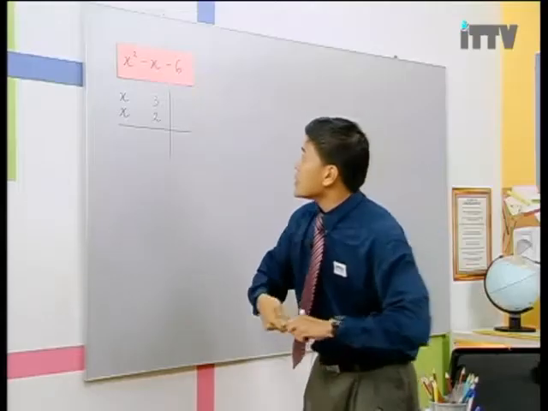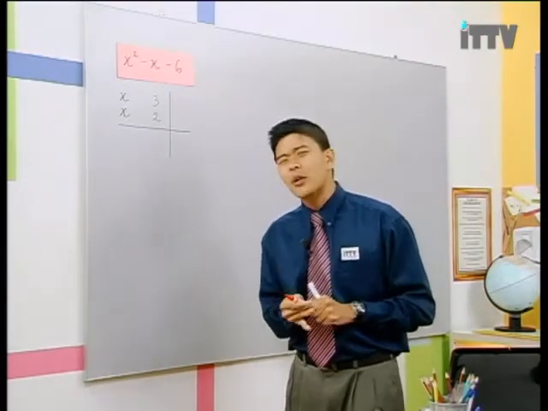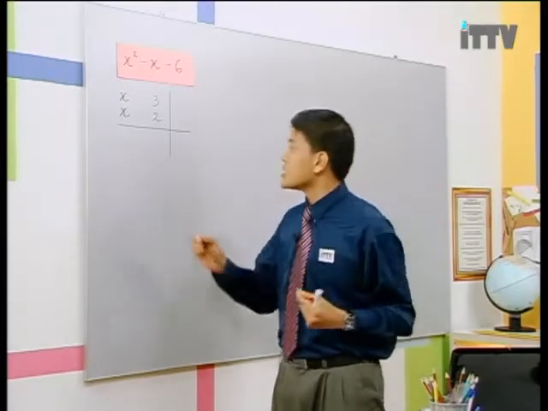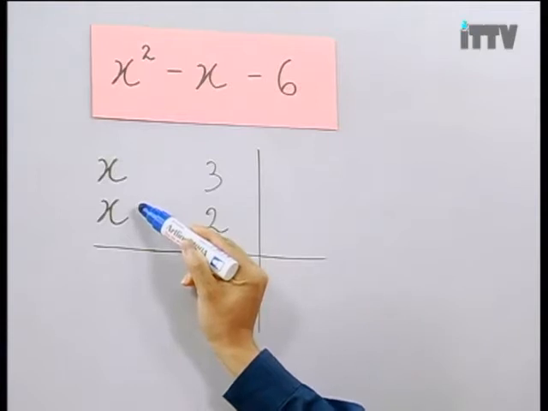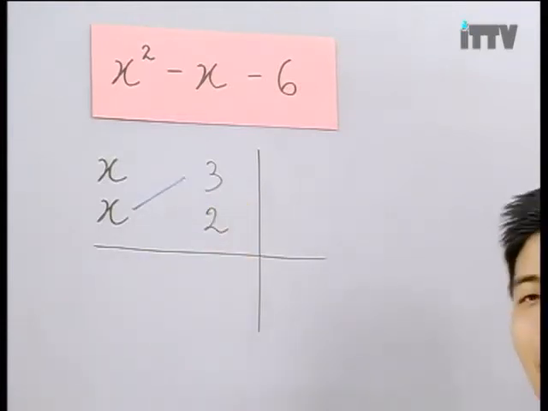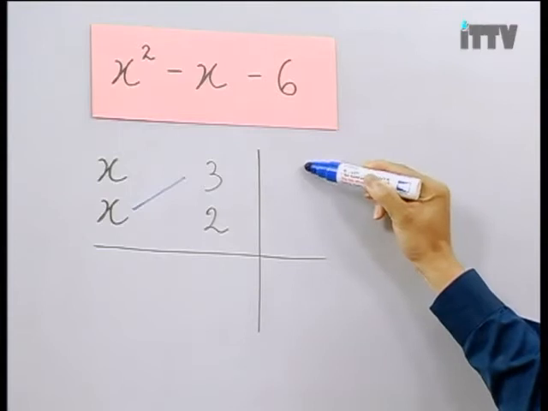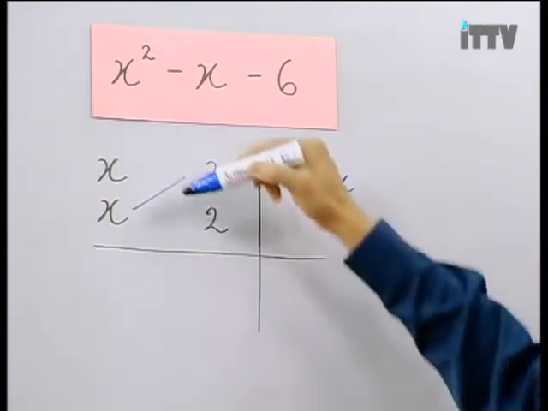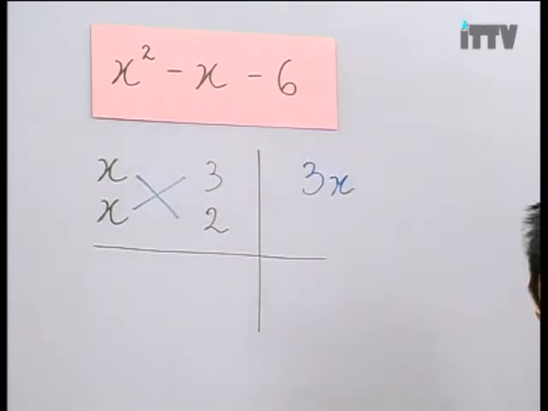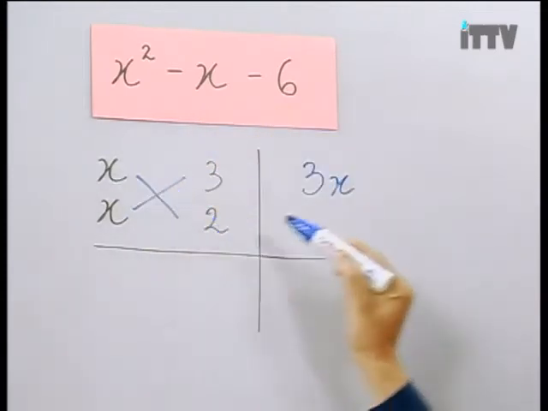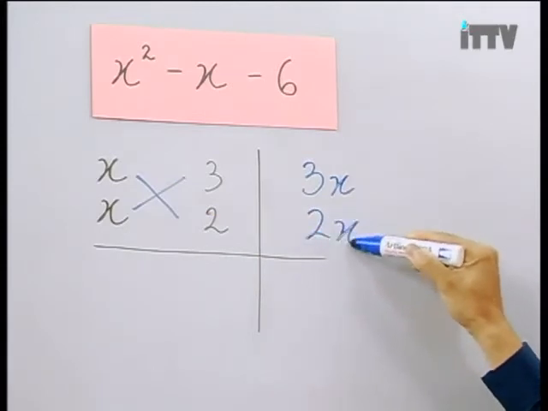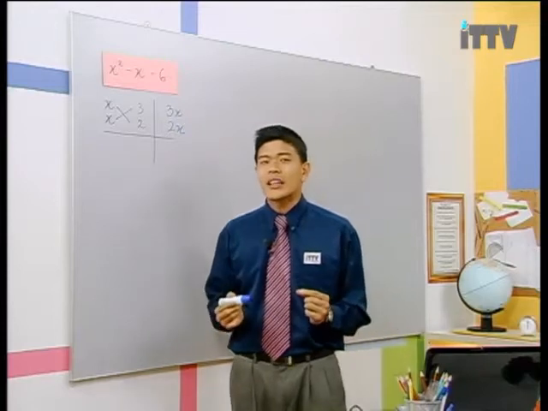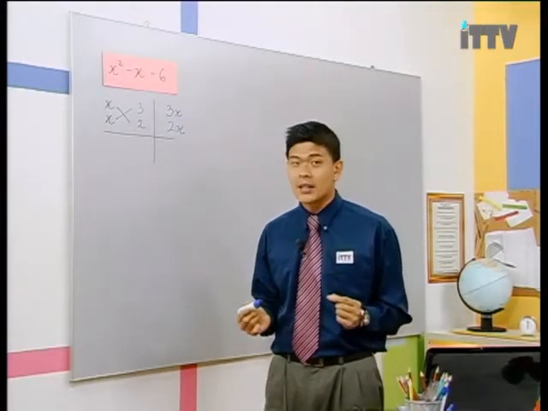Our third step involves using the cross method. And what do I mean by cross method? Because we need to multiply by crossing diagonally. So x multiplied by 3 will give you 3x. So you cross x and 3, and you also cross x and 2. So x times 2 is 2x. Now our next step is to check the product and the sum.